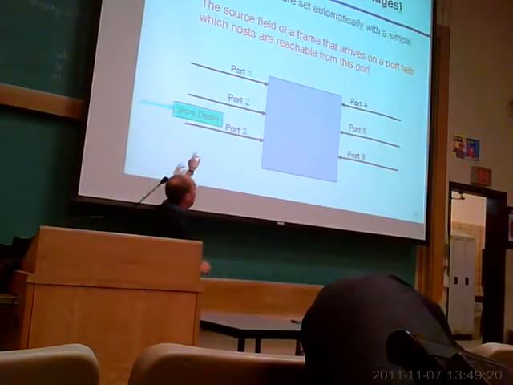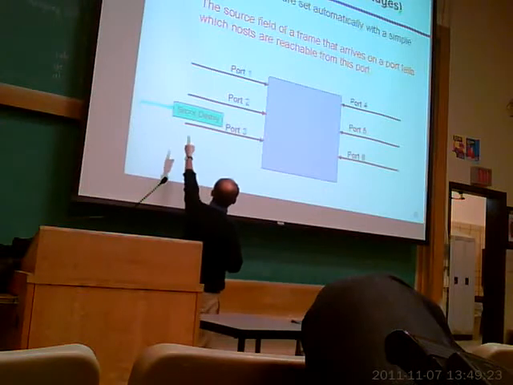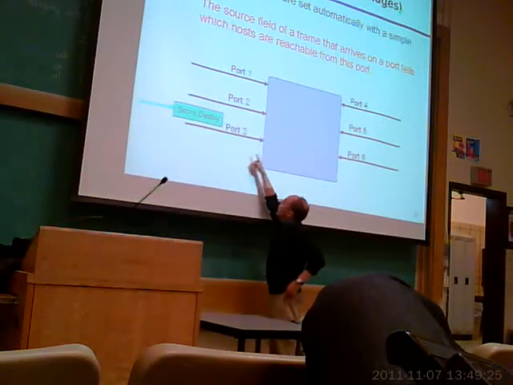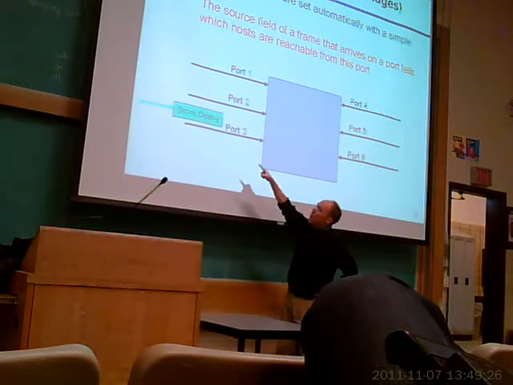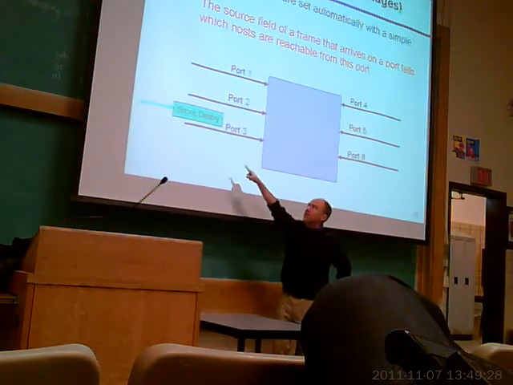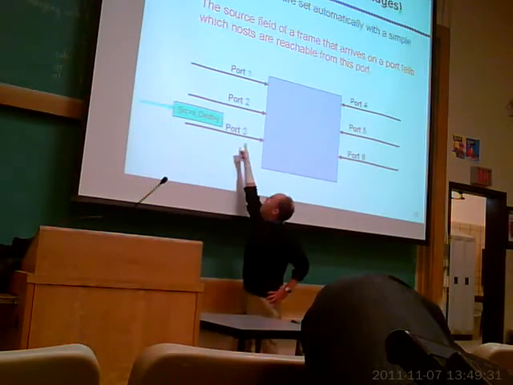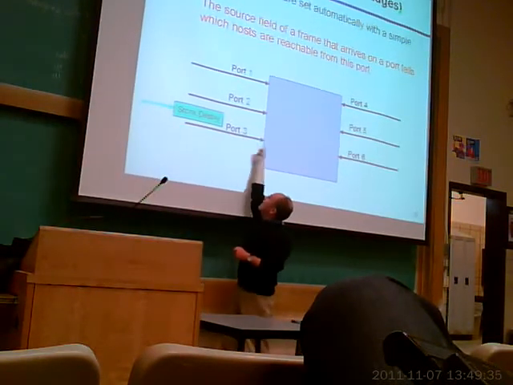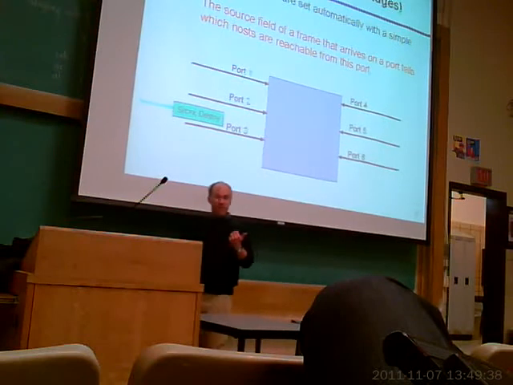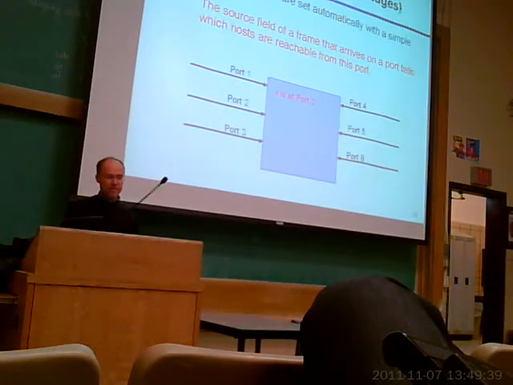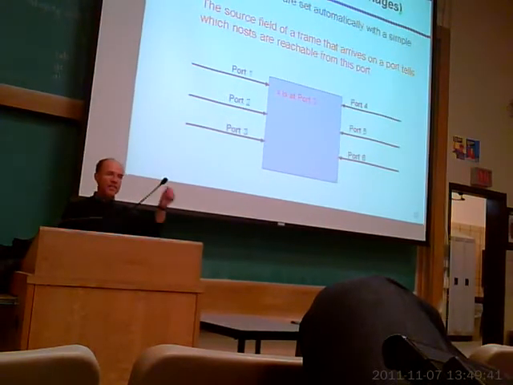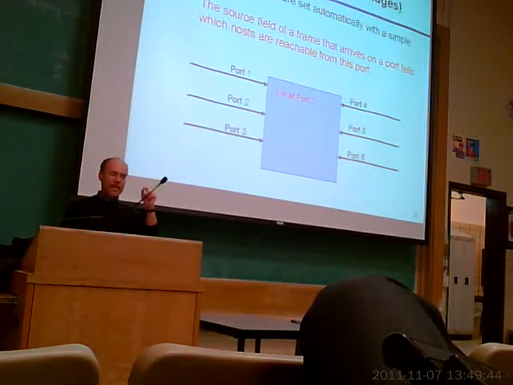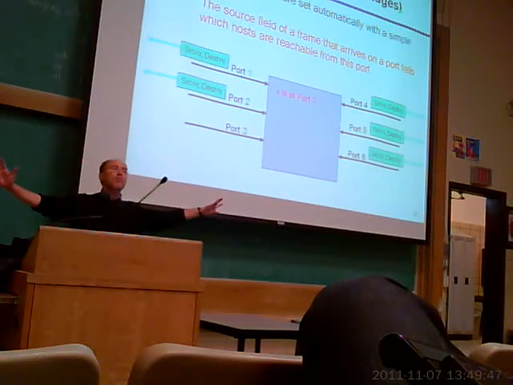But then it says, well, I can learn something from this packet. This packet came in on port number 3, so somehow I'm able to reach this address. I must be able to reach address X by sending something out of port 3. So you're learning the entry: the address X can be reached at port number 3. Then the packet is broadcast.